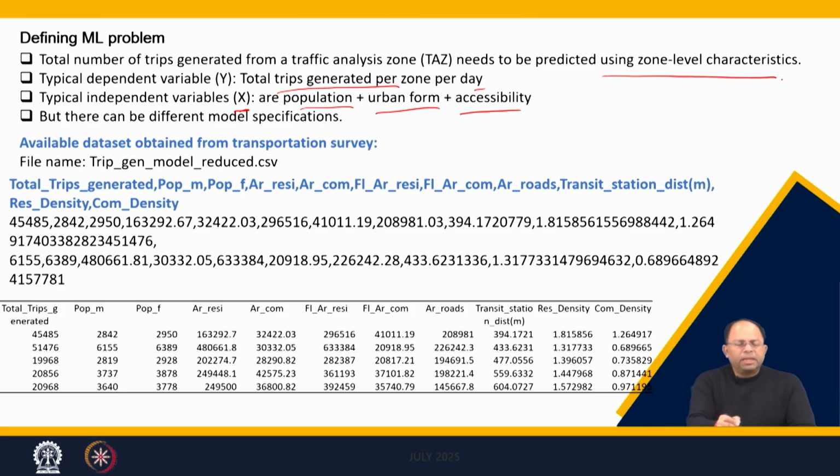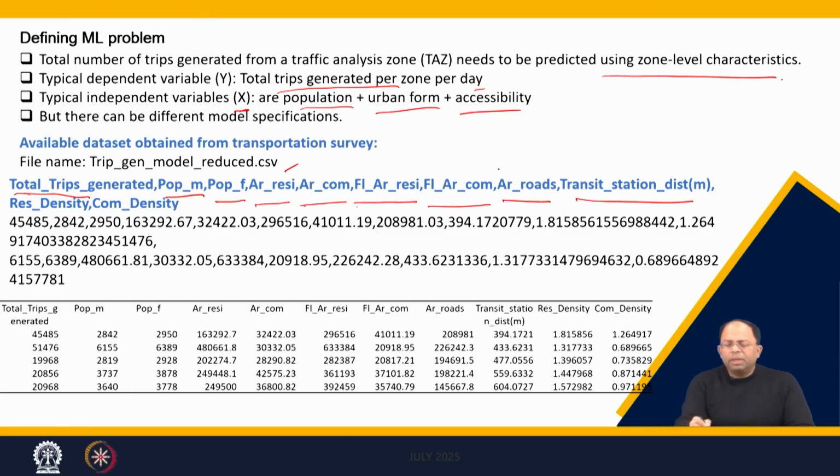So we are using this particular data set, trip_gen_model_reduced, and you can see the different features. Of course, this is what we are trying to predict, total trips generated. Then there are population M and population F living in that particular zone. Then ARRESI is the residential land use area. Then ARCOM is the commercial land use area. Then floor area residential is the total built up area under residential. Total floor area commercial is the total floor area under commercial. Then the total area of roads and the transit station distance are the accessibility parameters.